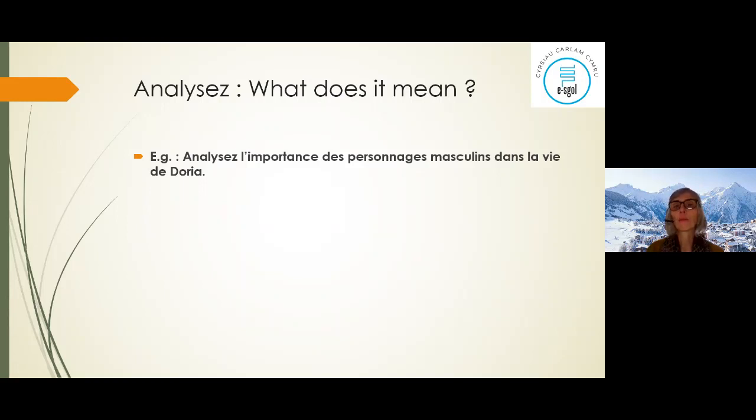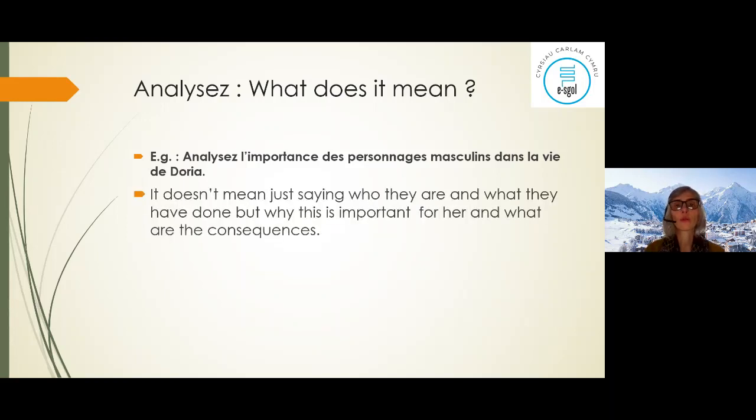So, analyser l'importance des personnages masculins dans la vie de Doria. It was one of the questions we've seen before. So if you've got that, what you don't have to do is just say who they are and what they have done, as I said earlier, but why this is important for her and what the consequences are. So when you're reading or rereading your novel now, think of that. How do they act on that character? What's the importance of that person? Is that person a second character? Is it a main character? And think of everything you could say about them in French.